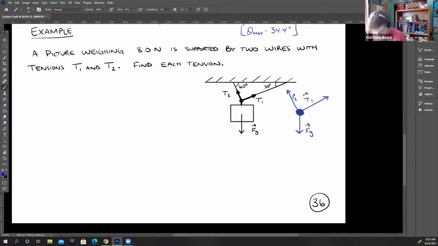Let's do it right here now. So we have this horizontal component of T1. We'll call T1x. We have this vertical component called T1y. This one has T2x and T2y. What are the angles on this triangle, though?